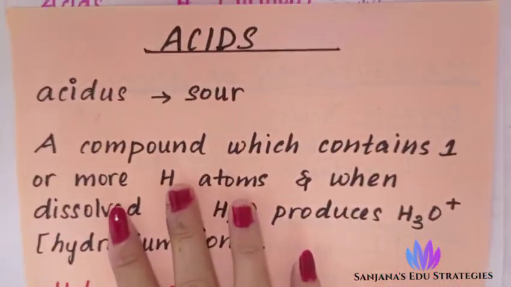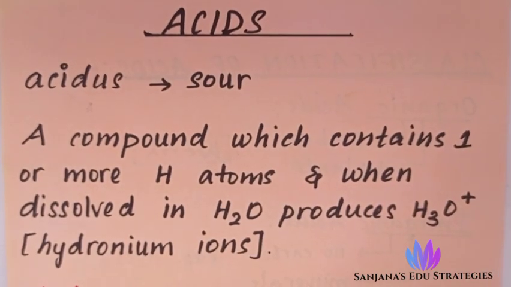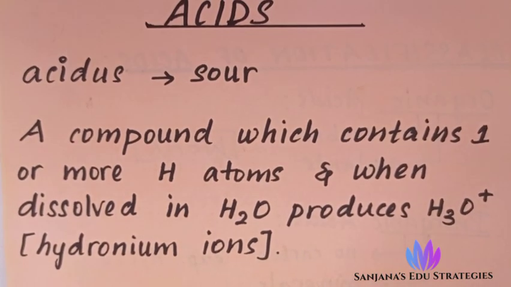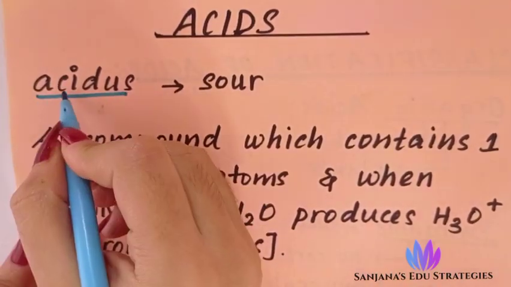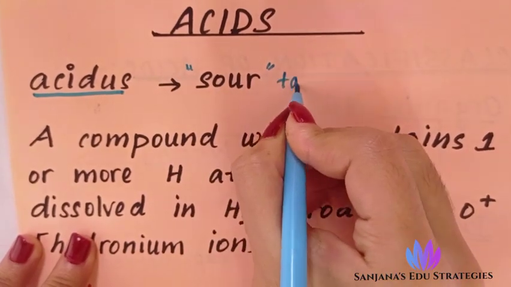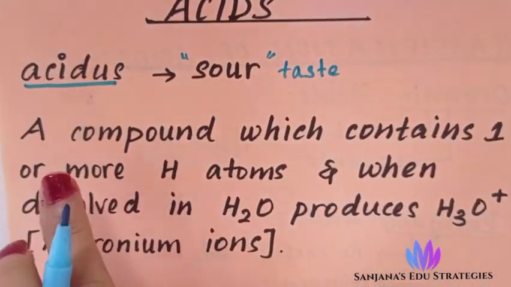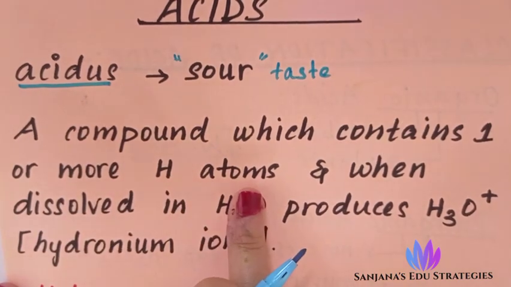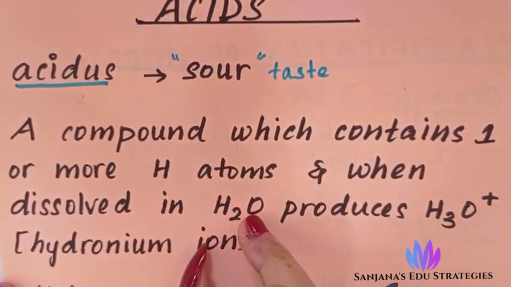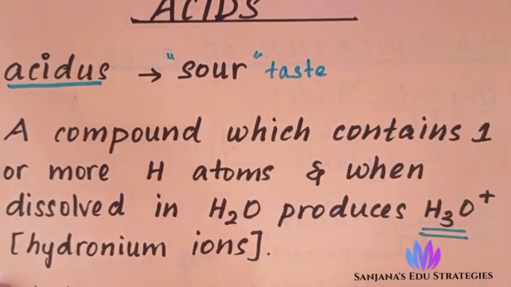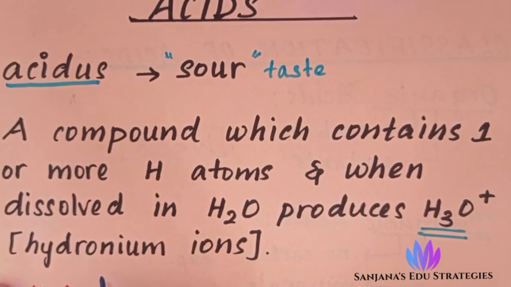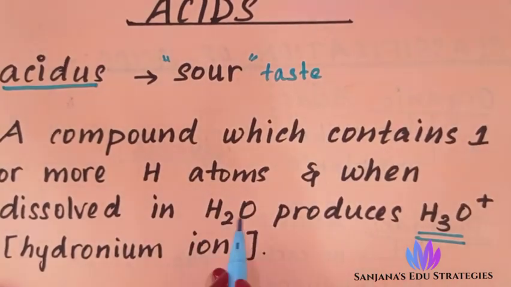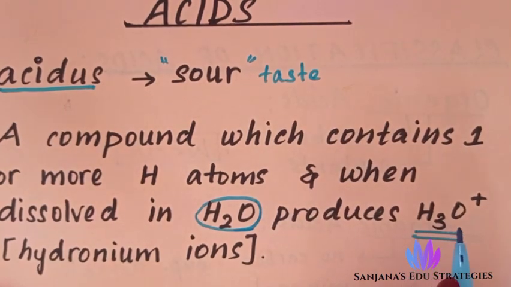Okay, now we'll see about acid in detail. First, I told you already, acids have a sour taste. The Latin word for acid is acidus, which means sour in taste. And an acid is a compound which contains one or more hydrogen atoms, and when that compound is dissolved in water, it produces H3O plus, that is hydronium ions.